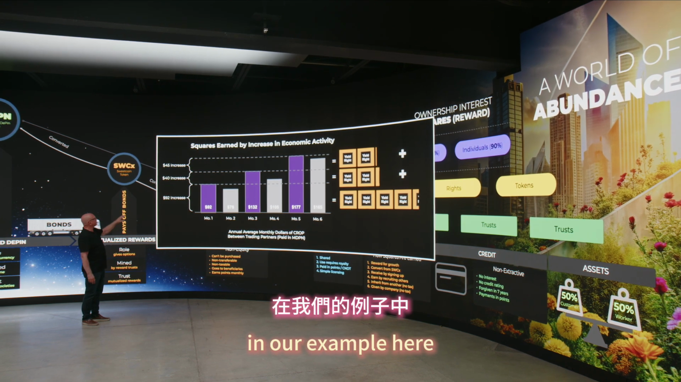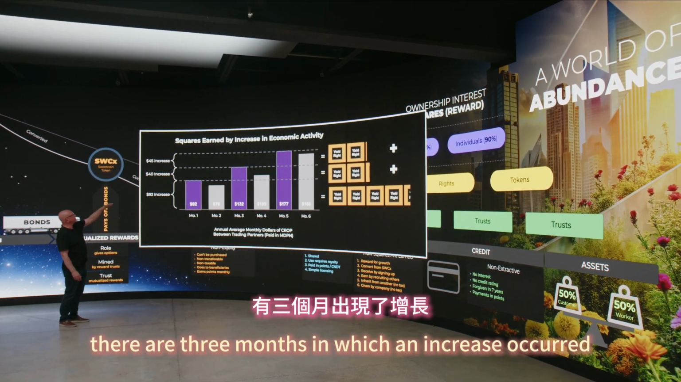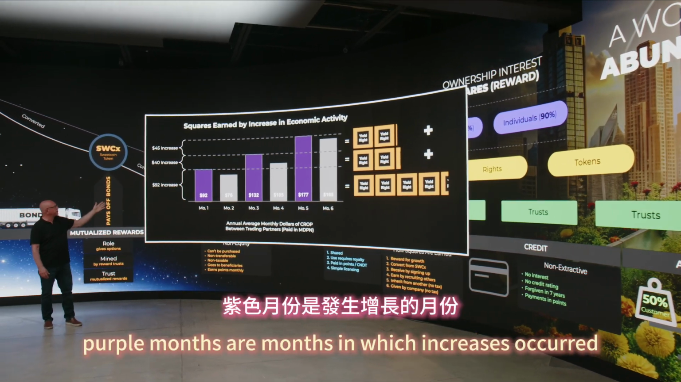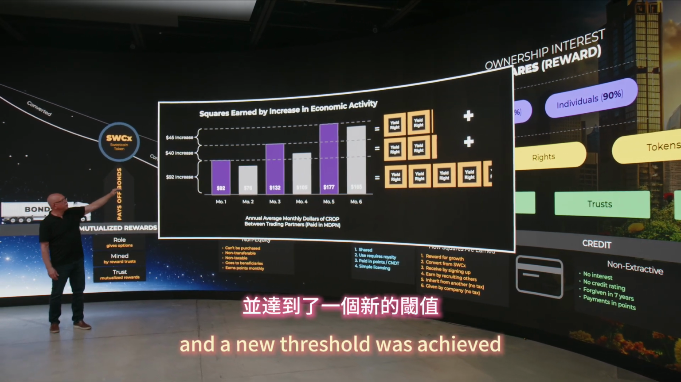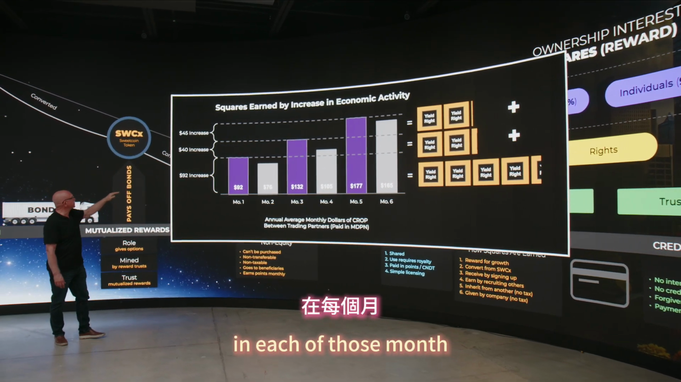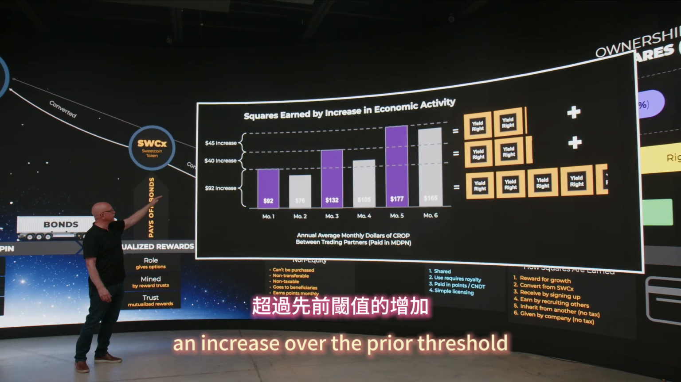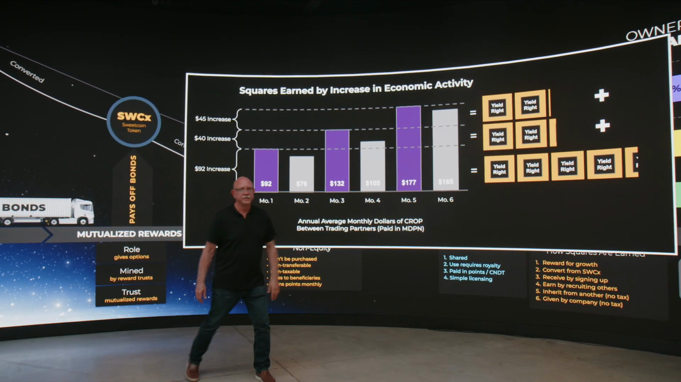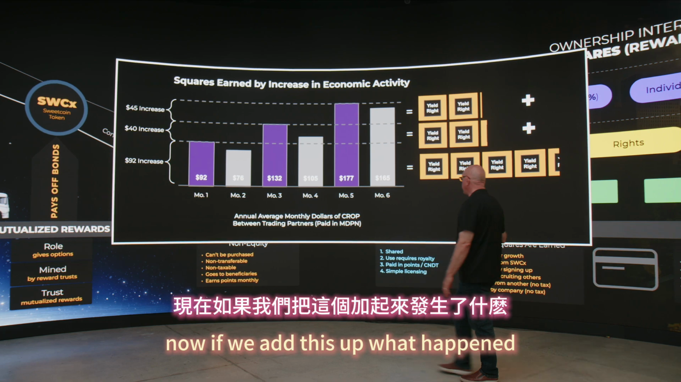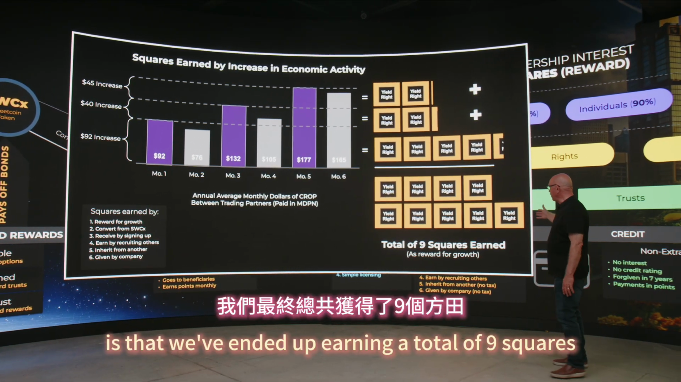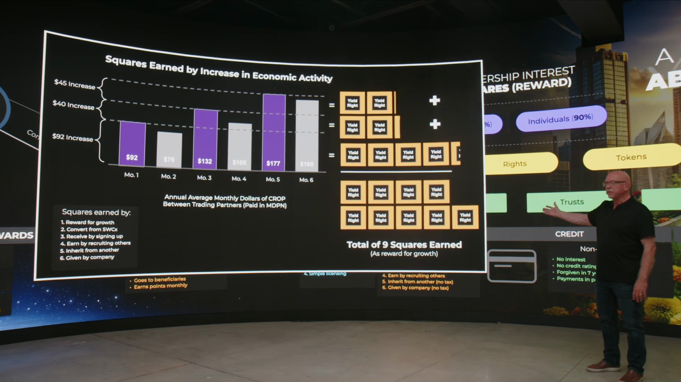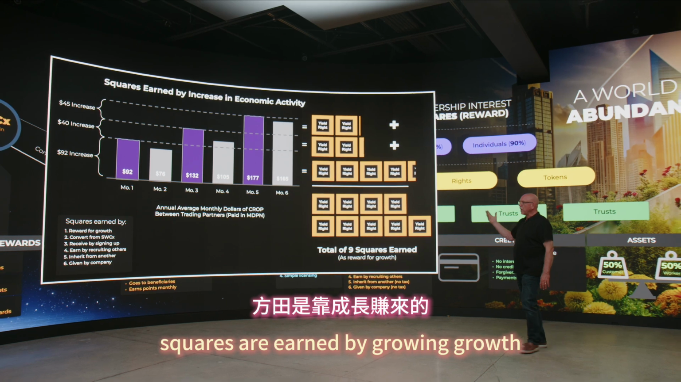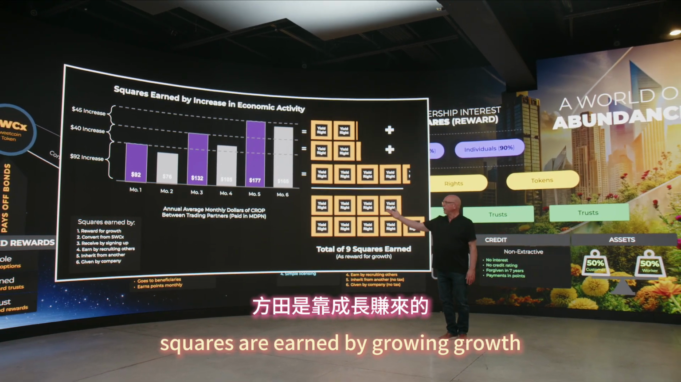In our example here, there are 3 months in which an increase occurred and 3 months in which no increase occurred. The purple months are months in which increases occurred and a new threshold was achieved. In each of those months, an increase over the prior threshold caused a reward of additional yield rights and their squares. Now, if we add this up, what happened is that we've ended up earning a total of 9 squares over this 6-month period of time. Now, squares are earned by growing growth.